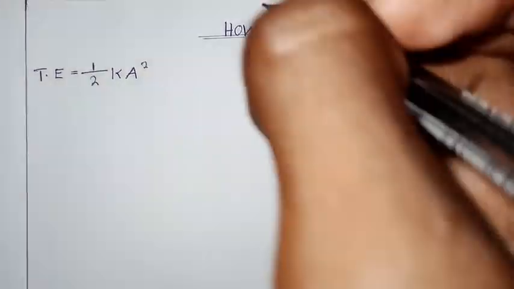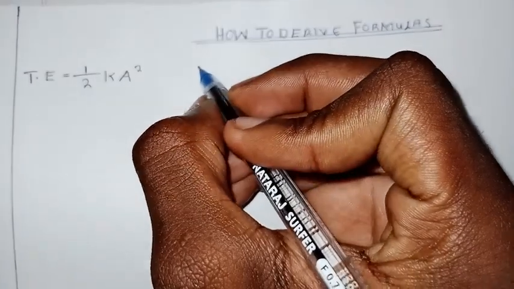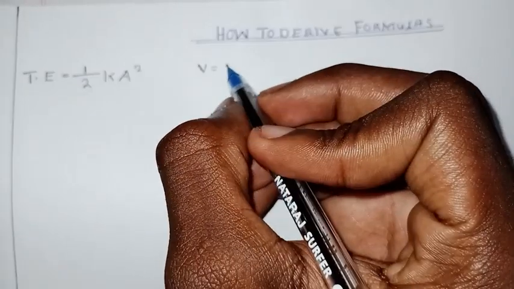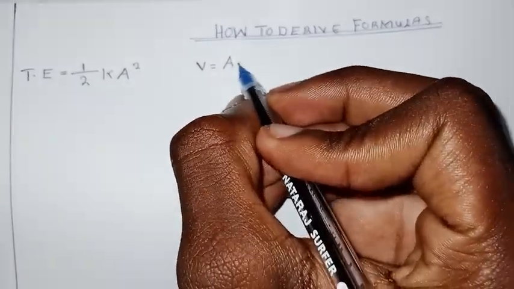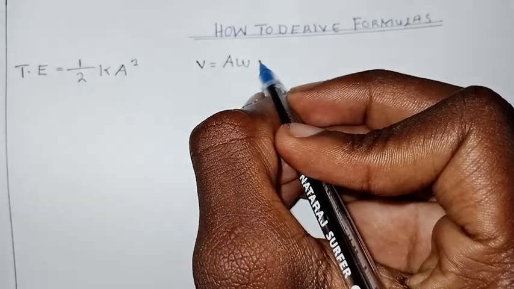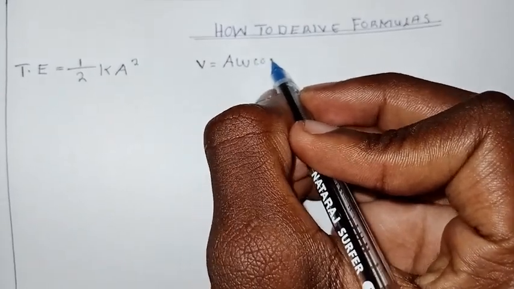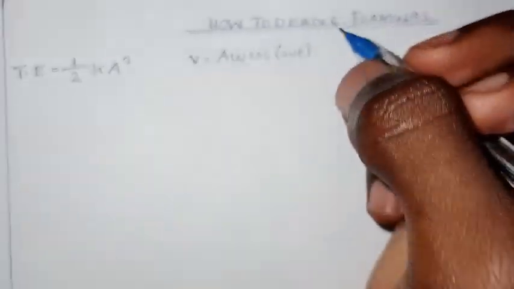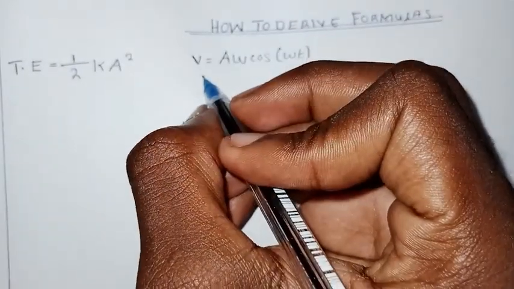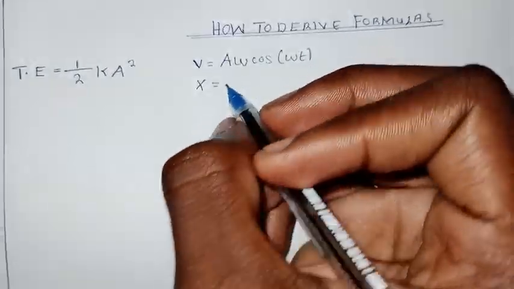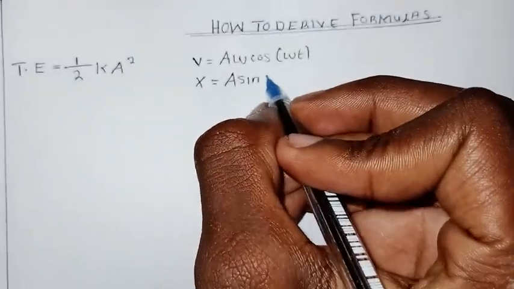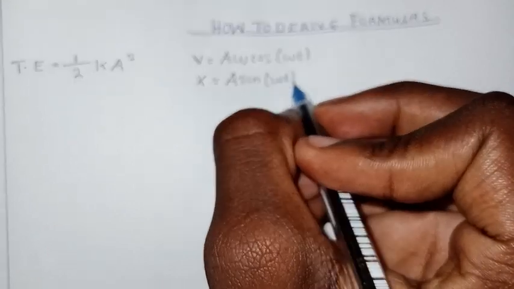Remember that the velocity was given as A omega cosine omega t. Then the displacement was given as A sine omega t.